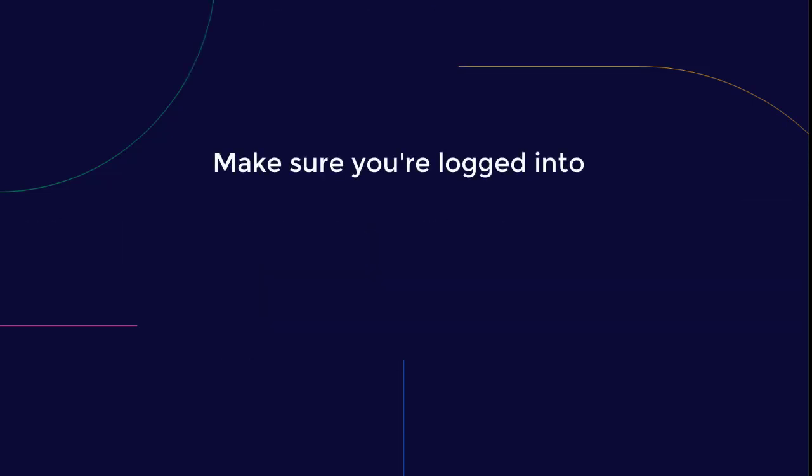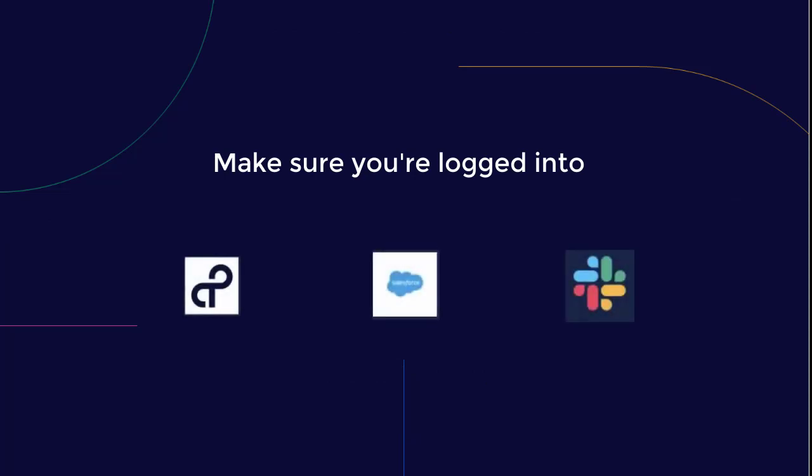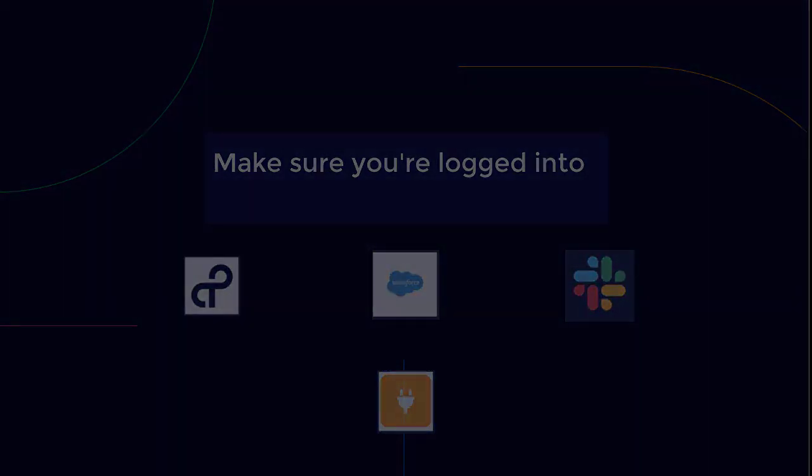We'll need to make sure we're logged into Trey, Salesforce, and Slack. Trey, obviously because that's where we're building the workflow, but Salesforce and Slack because we'll need to authenticate the connectors as we build, and also so we can test the workflow once it's built. Quick pro tip, I also like to have my Trey IO documentation open in a browser just in case I need to reference something. Okay, let's get building.